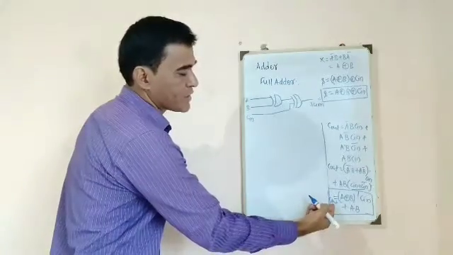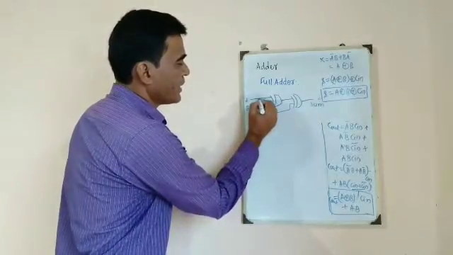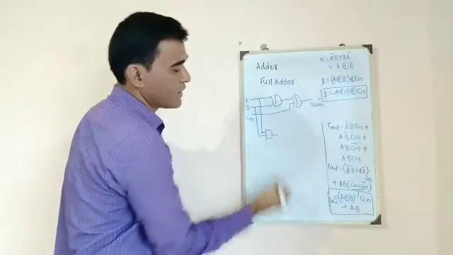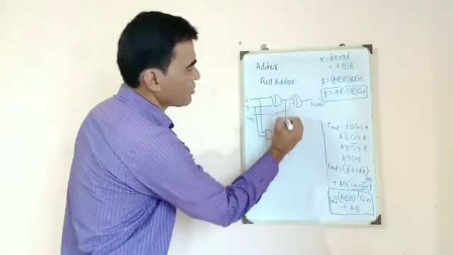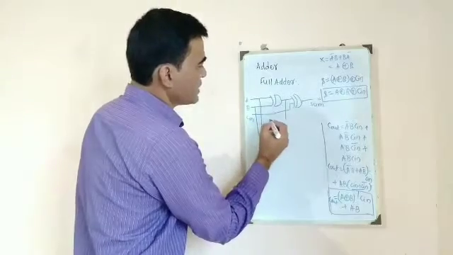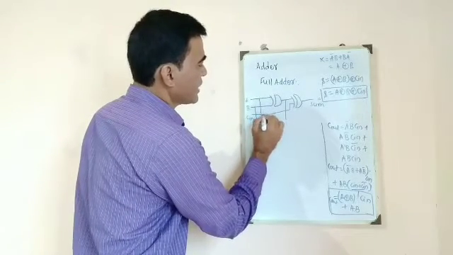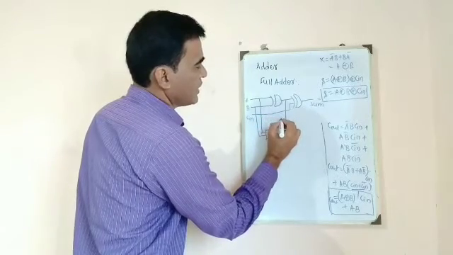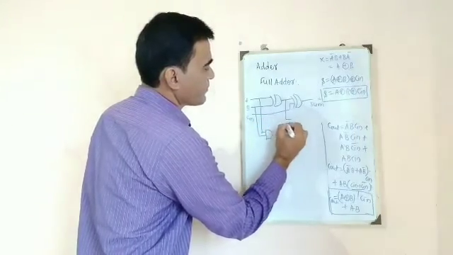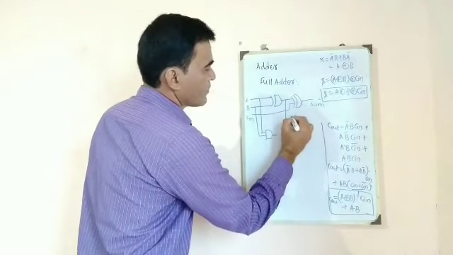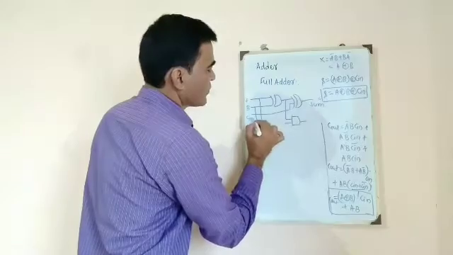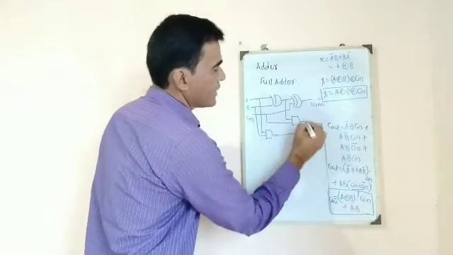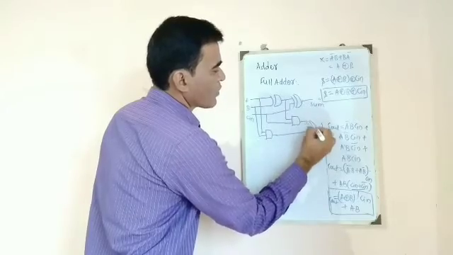How do I find out the C out? C out is nothing but AB, that is AND gate. Then A XOR B output, here we have another input which is Cin. So Cin I need to connect here. So this Cin is ANDed with this. And both outputs are added, hence I need to use the OR gate.